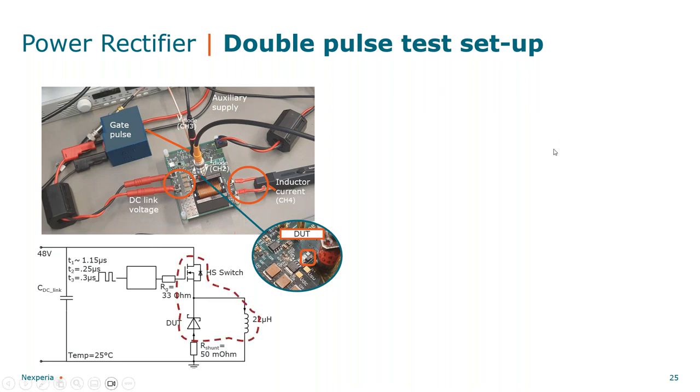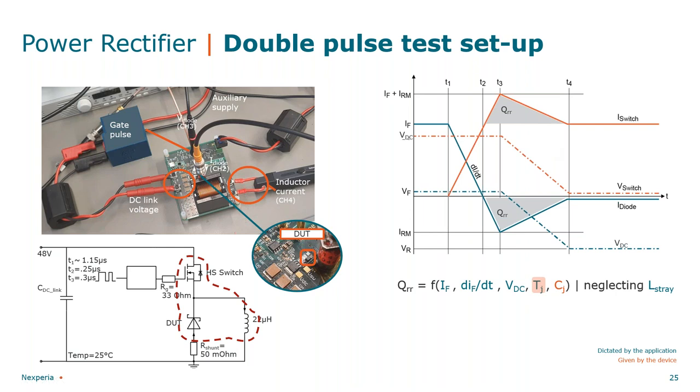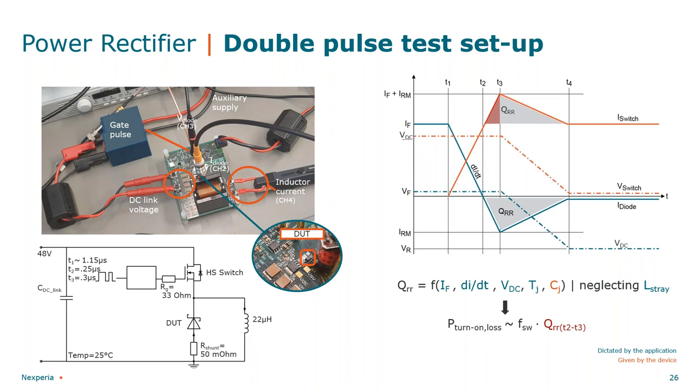So let's recall the idealized waveforms. Here again, I put the parameters on which QRR is dependent. The petrol parameters are dictated by the application, and the orange parameters are given by the device. So let's look at where QRR actually induces losses. In the section between T2 and T3, the diode is still conducting, so the only loss QRR is inflicting is in the MOSFET, because it's still carrying the full DC blocking voltage.